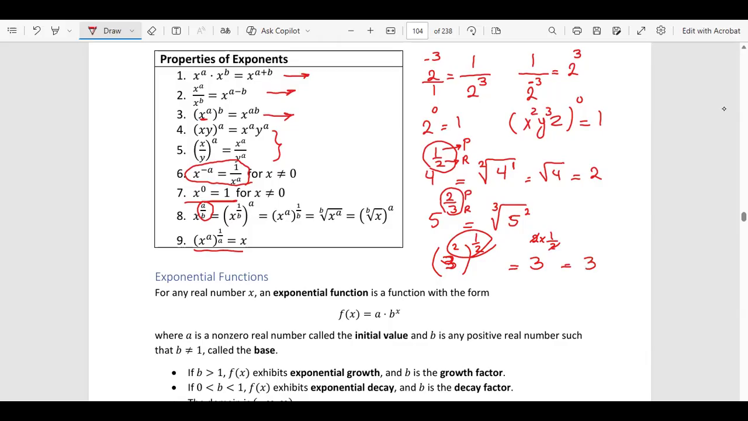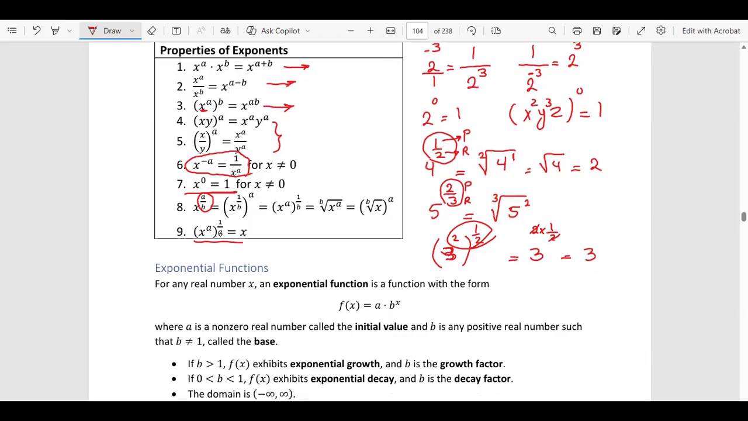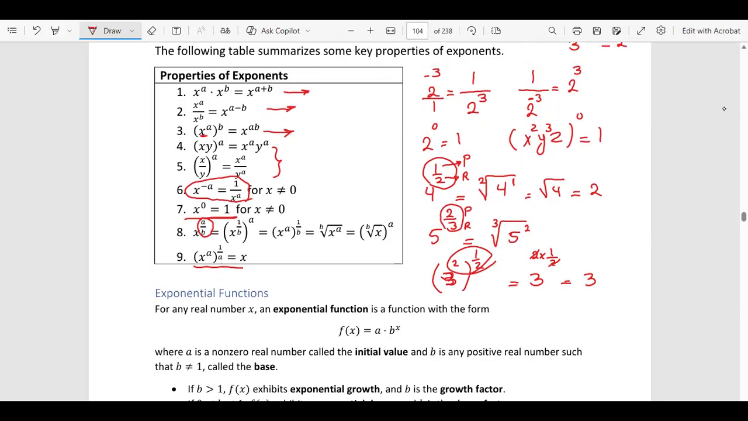This works if they are exactly reciprocals of each other: the number 2 and 1/2, 3 and 1/3, 4 and 1/4. So these are the properties of the exponent. We need to know them when we are working with the problems.